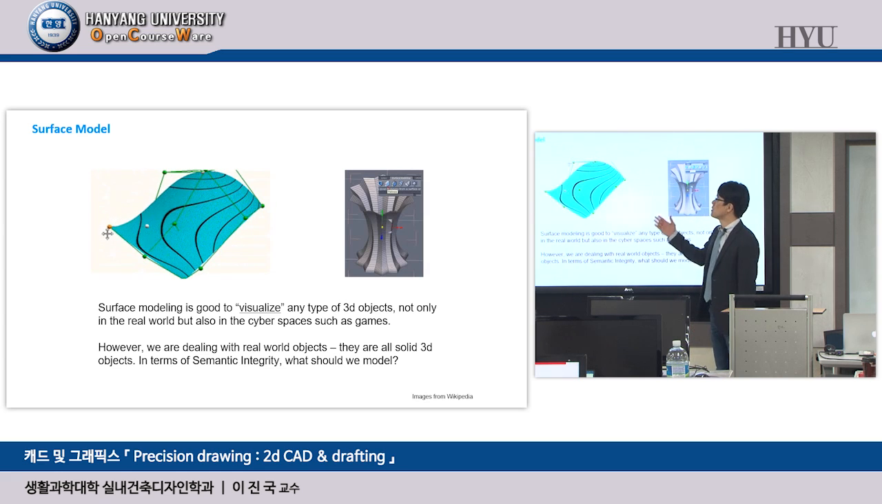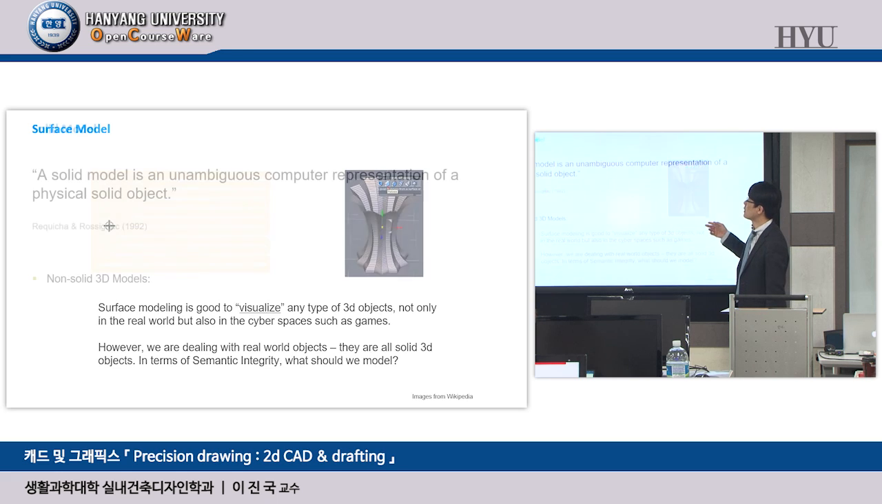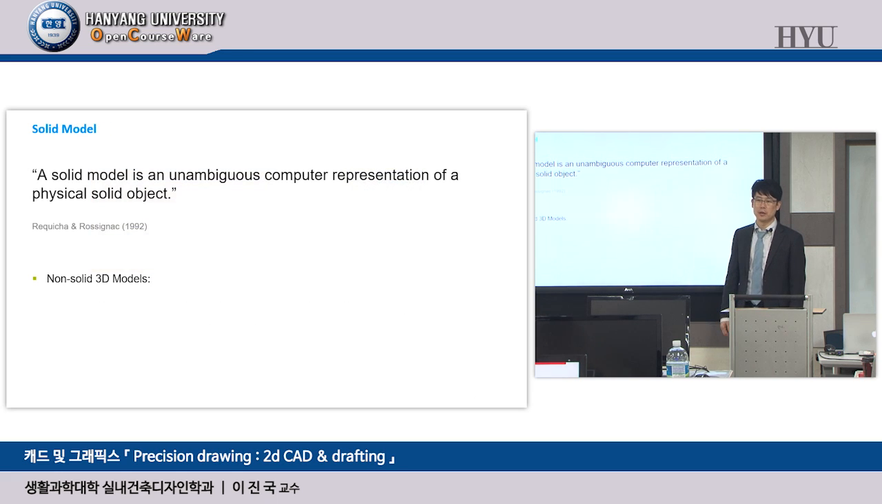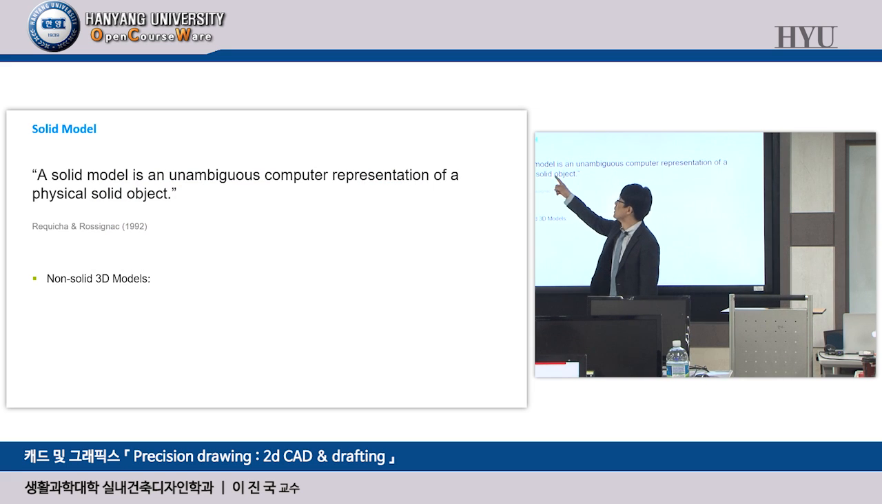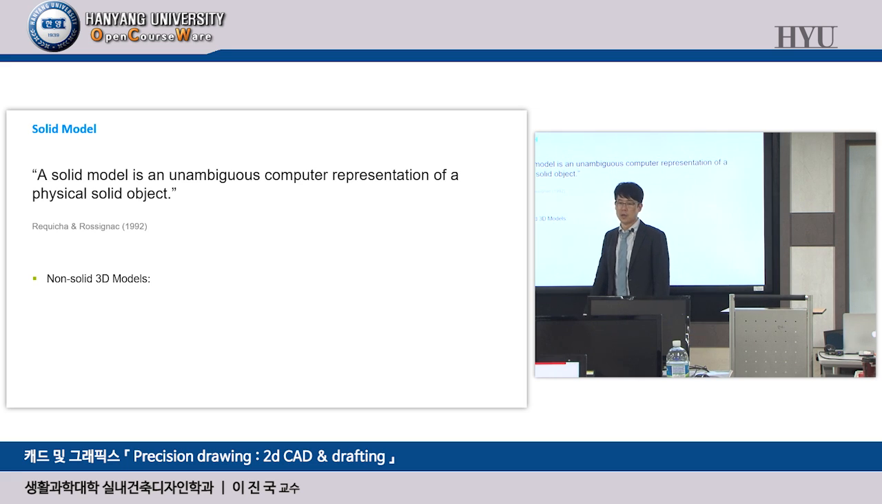So that is why something more advanced than the surface model was developed, something like the solid model, okay? So what's a solid model? Here is a simple definition of solid. A solid model is an unambiguous computer representation of a physical solid object. What is the difference between solid and surface-based objects? What is unambiguous? Defined by Requicha.